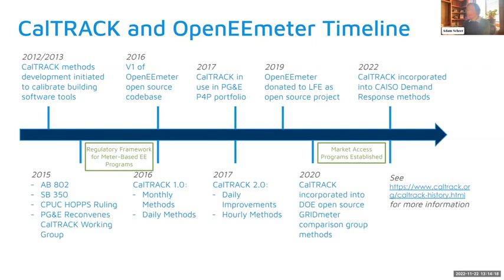So when we get into 2019, OpenEEmeter itself was donated to the Linux Foundation as an open source project. And then 2020, we all remember 2020 very well, COVID hit, and all of a sudden we had to figure out how we were going to measure the impact of programs when a global pandemic was having a massive impact on almost every customer's energy consumption.